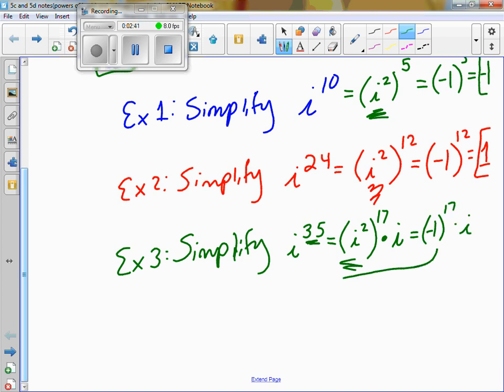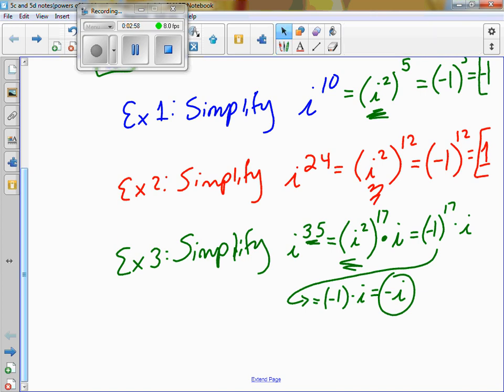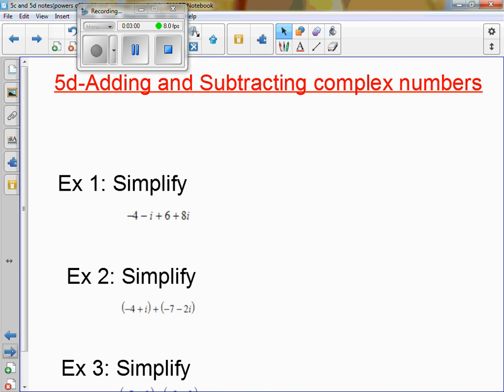And continue this a little further. -1 to the 17th is -1 times i. -1 times i is -i. So sometimes you have a remainder, an i that's left out there, and this is how you would address that. Moving on to the next part, we have adding and subtracting complex numbers.